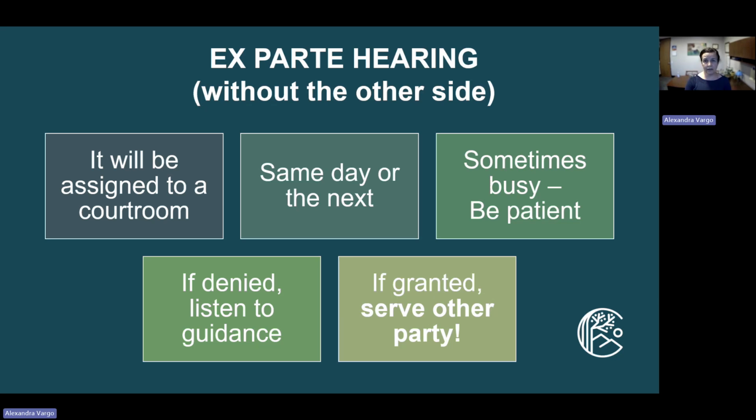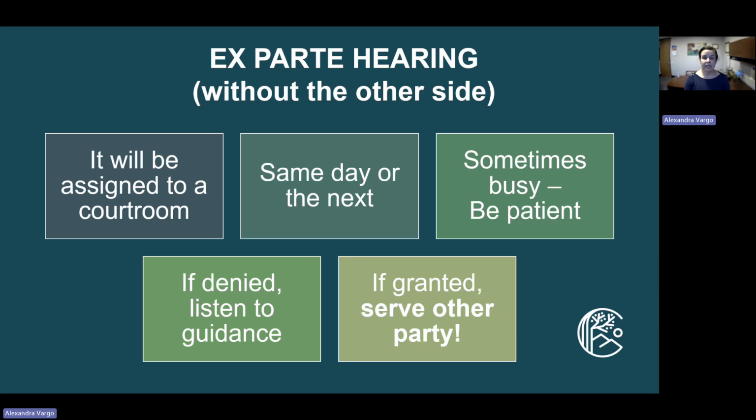So the next step is that you go before the judge. So you'll have an ex parte hearing with the judge, and the other side won't be present. They won't be required to be notified before this hearing, for your conversation with the judge. All that they'll receive are those initial documents that you filed. And then your case will be assigned to a courtroom. Again, hopefully the same day or the next day.